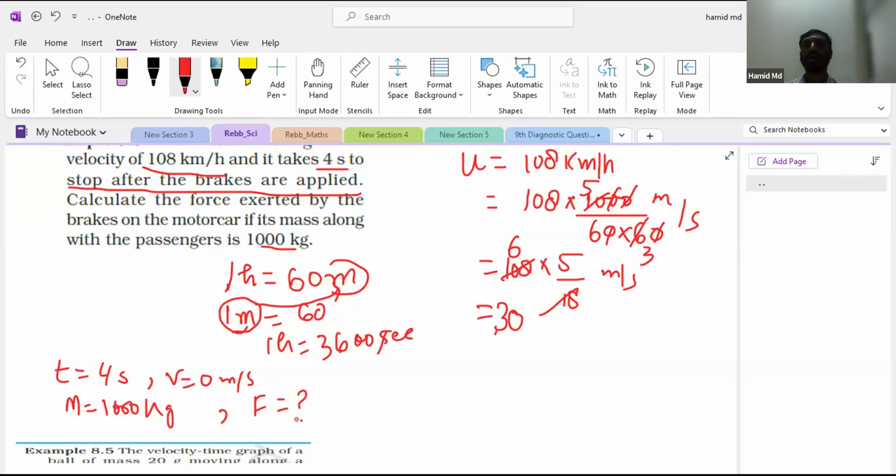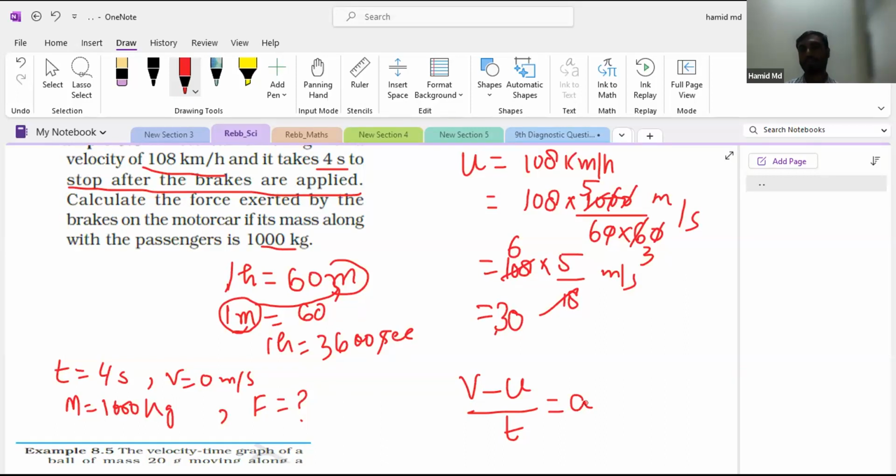Sir, will it be 0 minus 30 or 30 minus 0? What do we write? v minus u by t. This is acceleration, right? Yes, so we'll keep it as 0 minus. Close your eyes and substitute the values of the desired quantities. Got my point? Yes, sir.